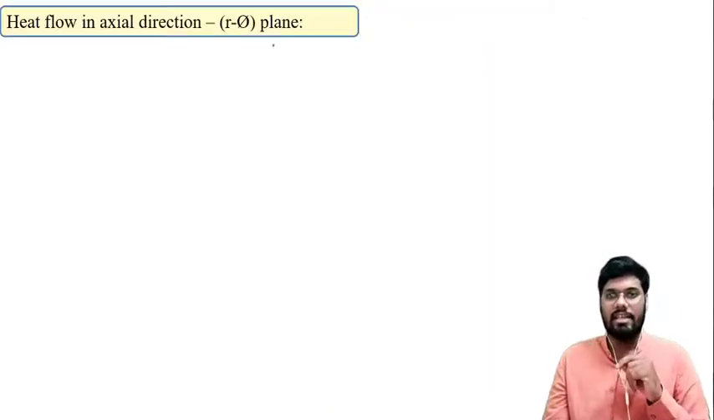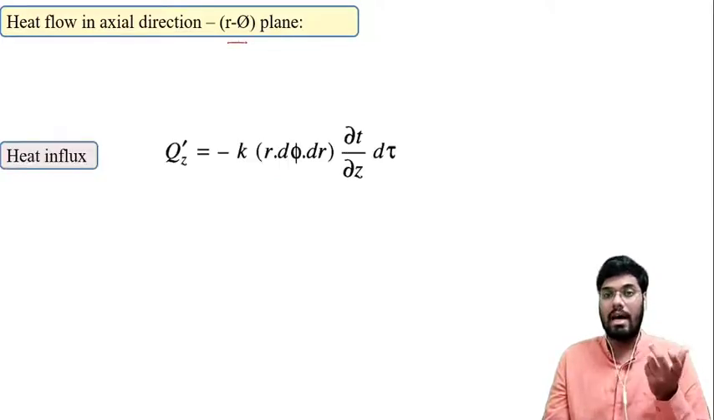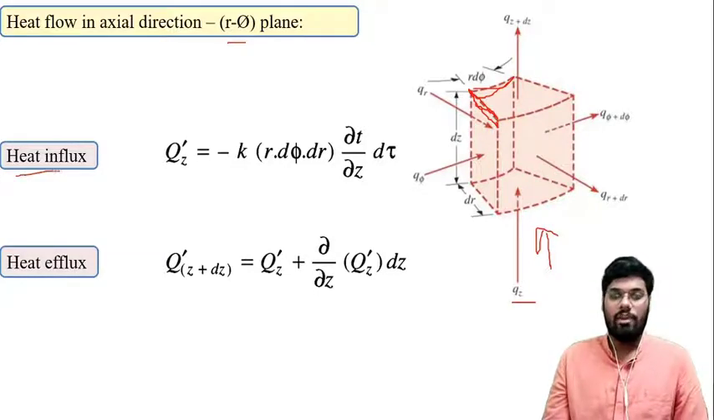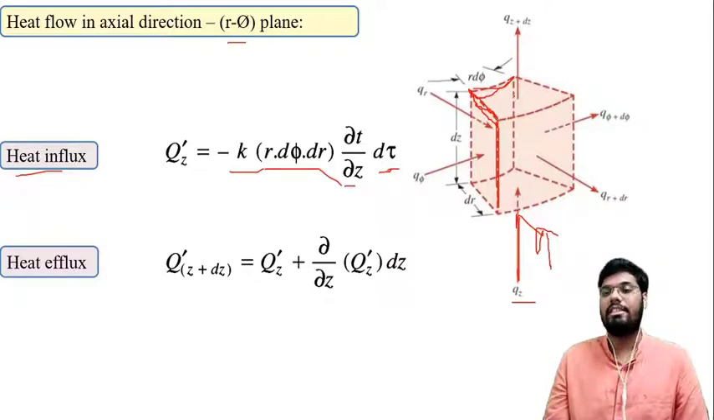Now for the z direction, the plane would be r d phi. For the z direction, the heat is traveling along z, so your area becomes dr and r d phi. So dr and r d phi becomes your area when you are talking about the z direction. The influx, which means the amount of heat which entered in the z direction from this face, would be minus k, area is r d phi dr. The heat is going to cover this side dz, so del T by del z in a time interval d tau.